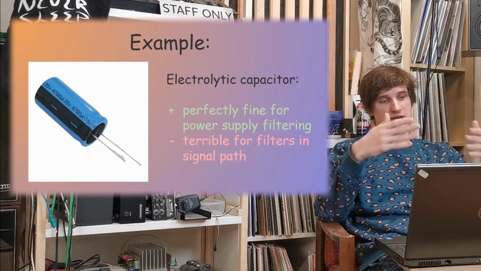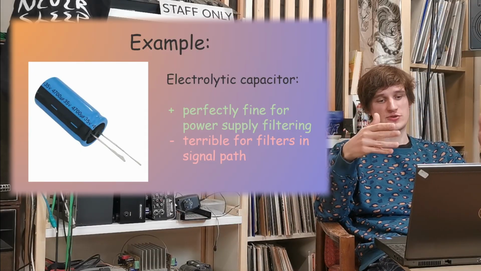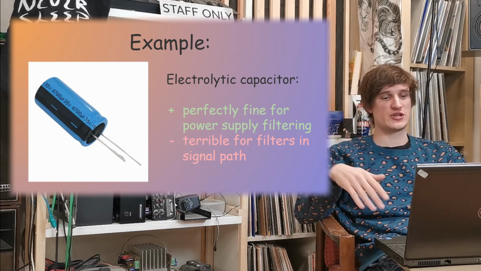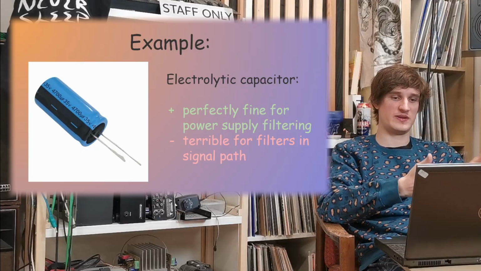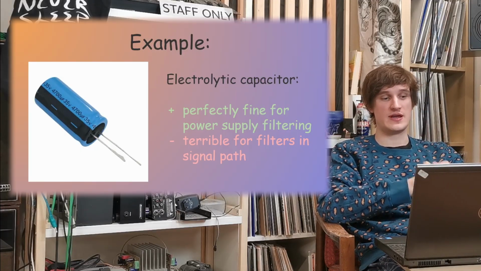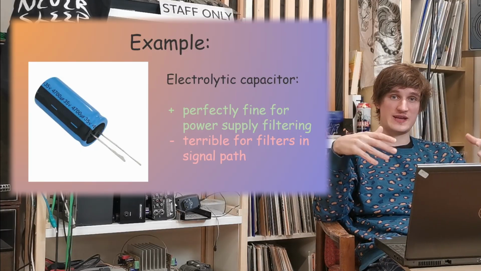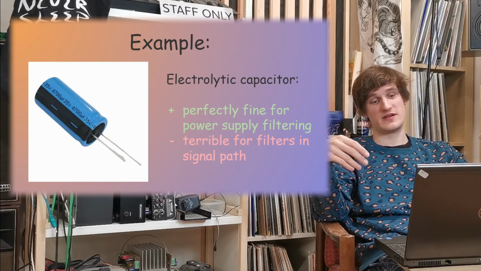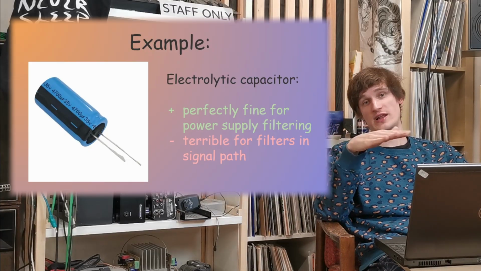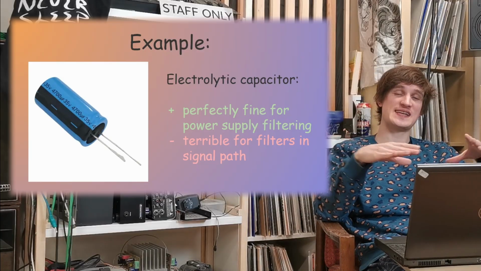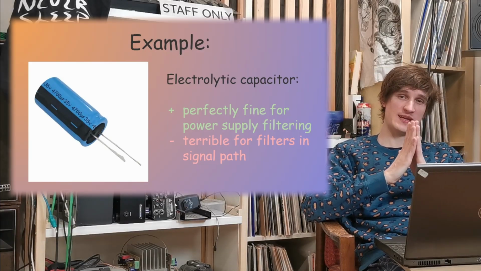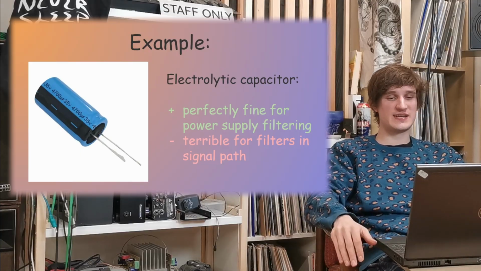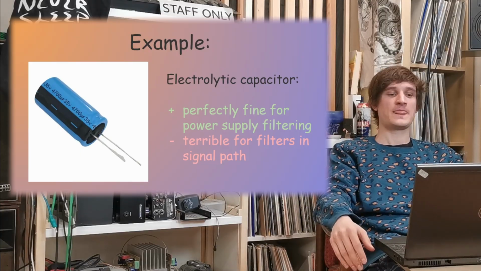And here in power supply filtering, when you want to smooth out the voltage, this is just the perfect place for an electrolytic capacitor. But when you want to make a filter with an electrolytic capacitor, for example, a low-pass filter that I mentioned before, and you want to set a precise time constant to decide the cutoff frequency, the electrolytic capacitor is just terrible.